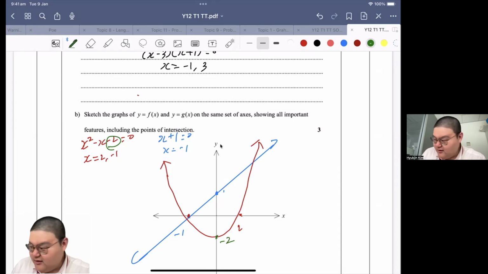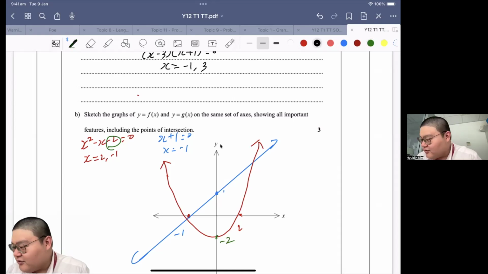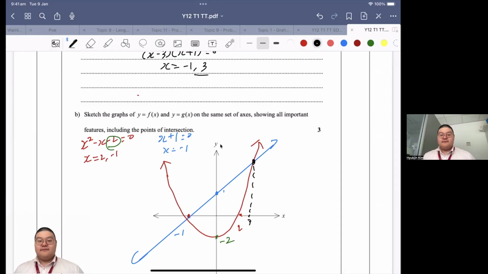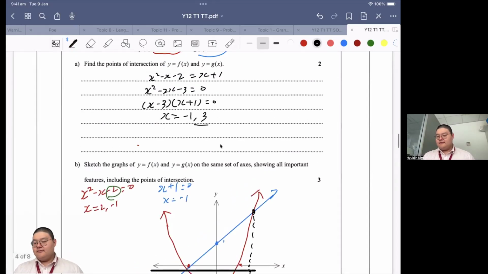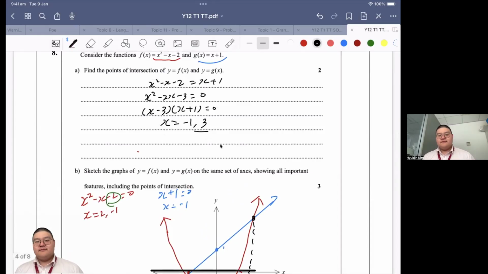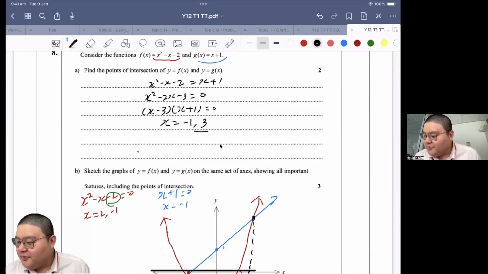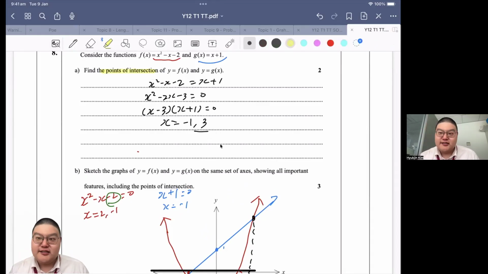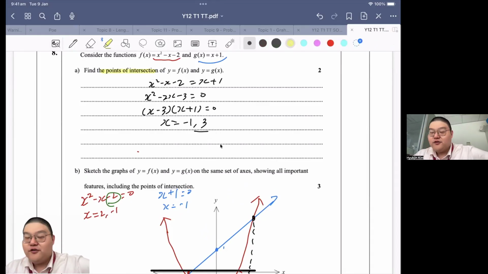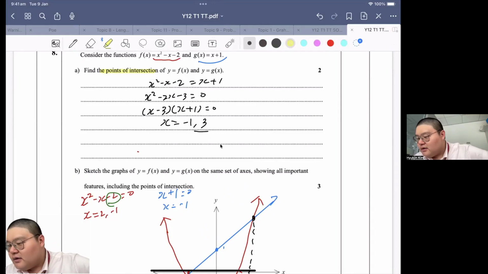All done. Am I all done? No, I'm not. I need to actually do the point of intersection of 3. You're wrong. You're not getting full marks for this. The question said find the points of intersection. They didn't say the x values. You need to find the y values too.